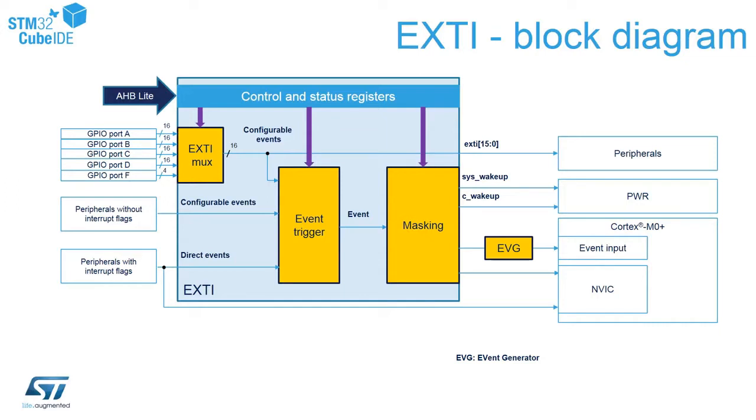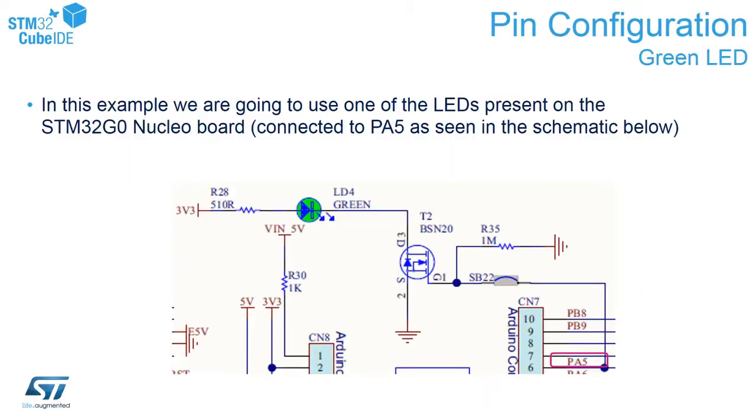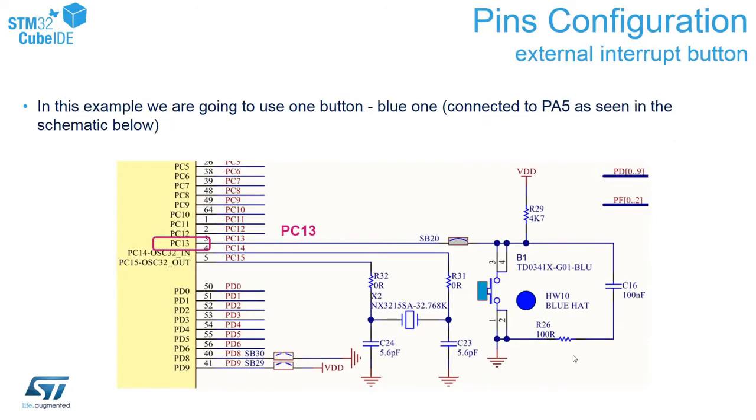We will focus on the usage of external lines coming from GPIO port C, because our blue button, which we will use as an external interrupt, is connected to the PC13 pin. If you are interested in more details concerning the external interrupt module and Cortex-M core, you can refer to our online training dedicated to the STM32G0 family. We will use in our exercise as well the green LED, which is connected to port PA5, and our blue button, which is connected to PC13. As you can see, we should detect the falling edge of the external interrupt.